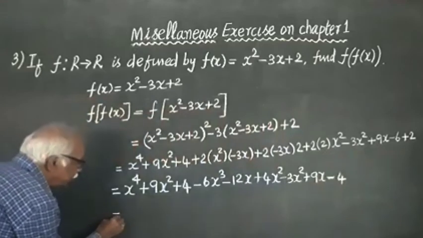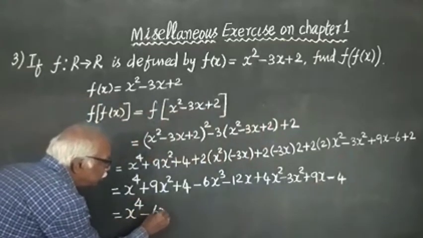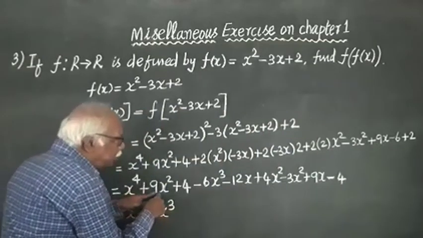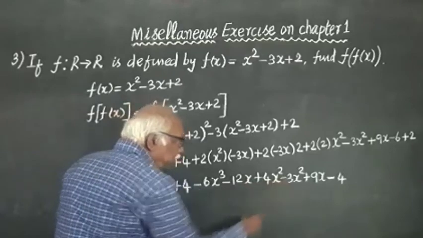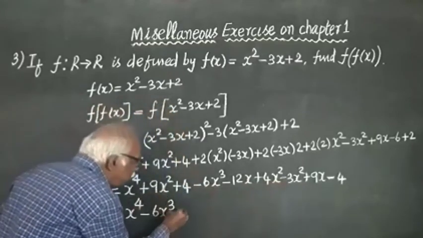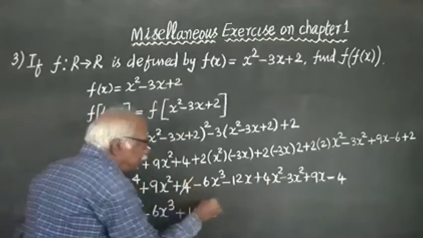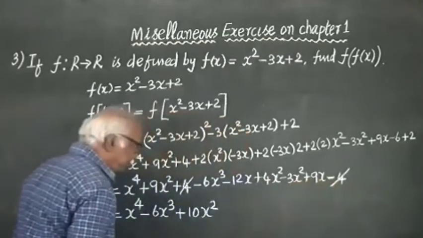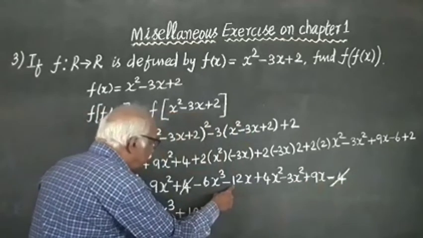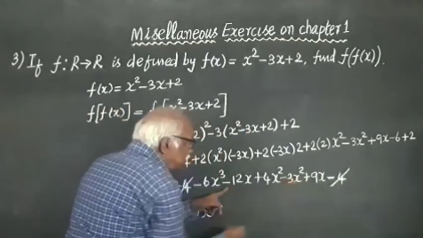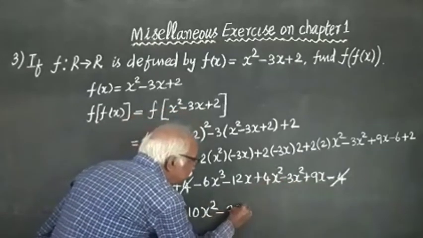Again, x power 4 minus 6x cube, 9x square is over, and 4x square minus 3x square plus 9x square, 10x square. Then plus 4 minus 4 cancel. Then x term: minus 12x plus 3x plus 9x minus 3x.